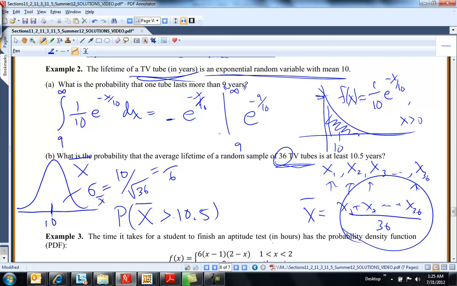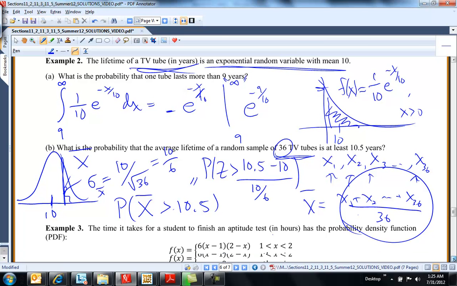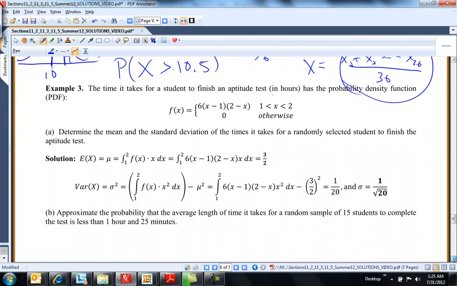But because we have normality, you could just integrate right on this curve, but I'm going to switch to a z-score. This is the probability that z is bigger than 10.5 minus 10 divided by 10 over 6. I get a number, go to my table. Okay, down here, same thing.